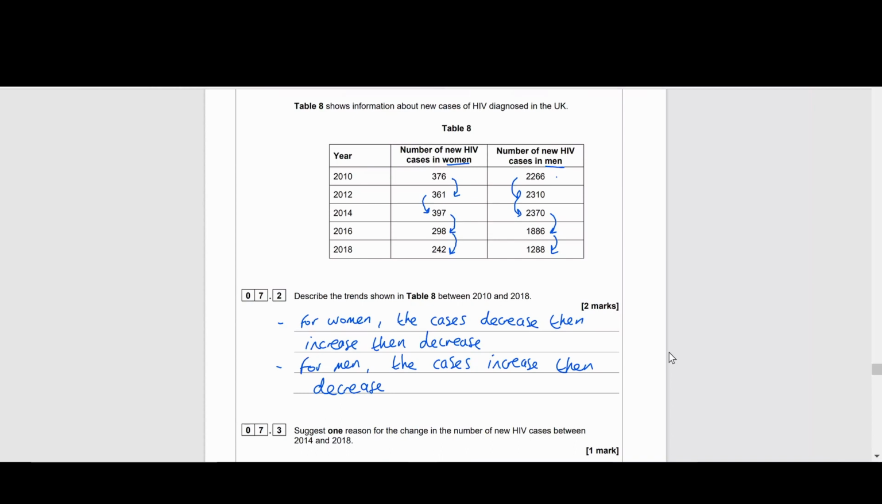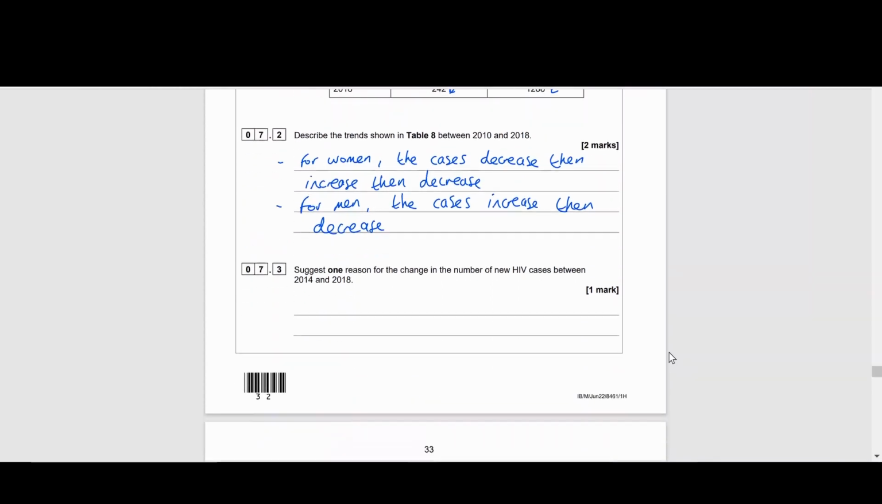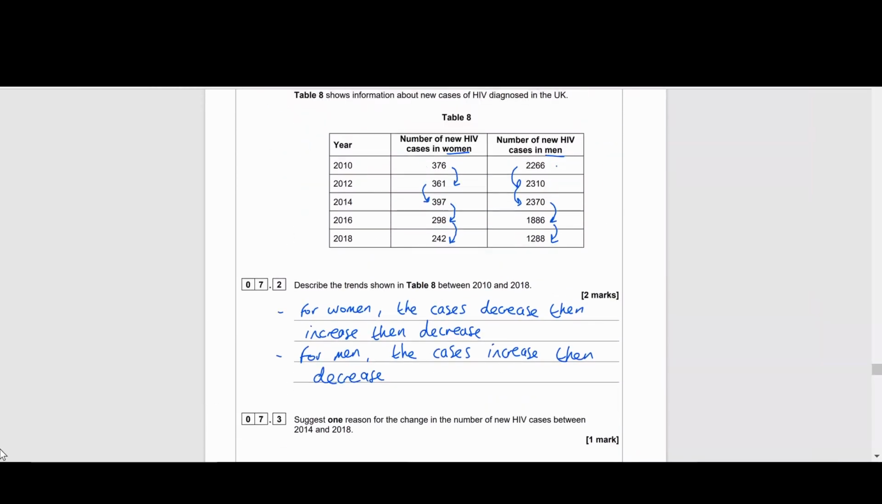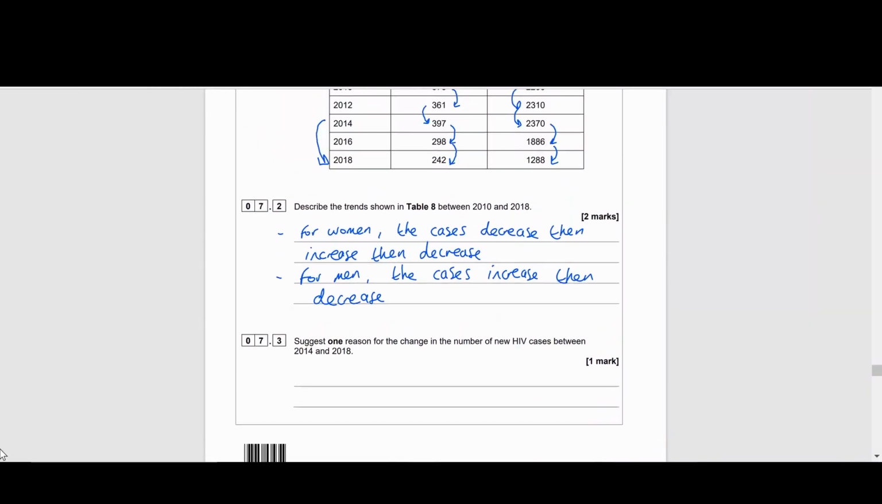7.3. Suggest one reason for the change in the number of new HIV cases between 2014 and 2018. So looking at the table now, we just have to focus on these sections of our table. So what do we notice? They are both decreasing between those years.